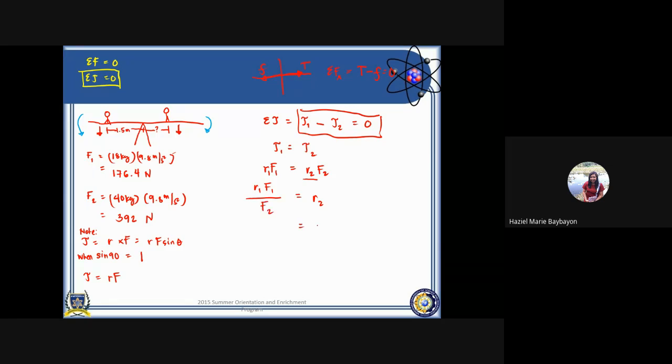So, R2 is equal to, what is R1? It's 1.5 meters multiplied by force 1, which is 176.4 newtons, divided by 392 newtons. Okay, so what is R2?